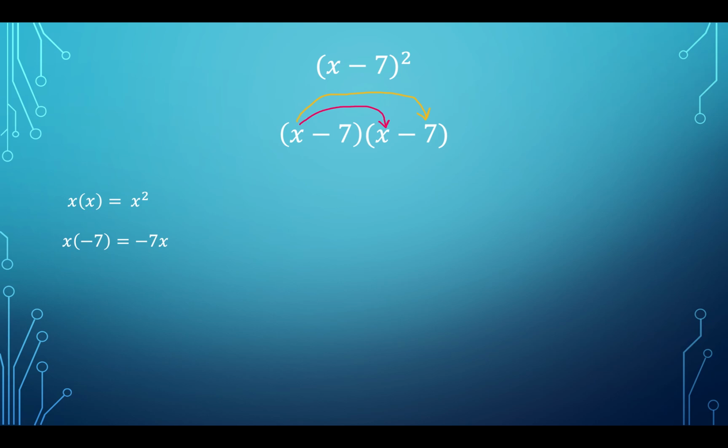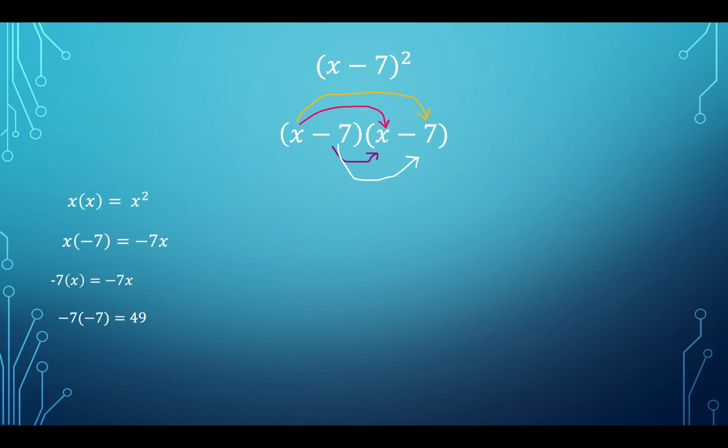So we did first, outer, now we've got to do inner. Remember, this is a negative 7, so negative 7 times x gives me negative 7x. And then we're going to work with our last. Remember, this is a negative 7, and this is a negative 7. So our last is negative 7 times negative 7, and that gives us 49.